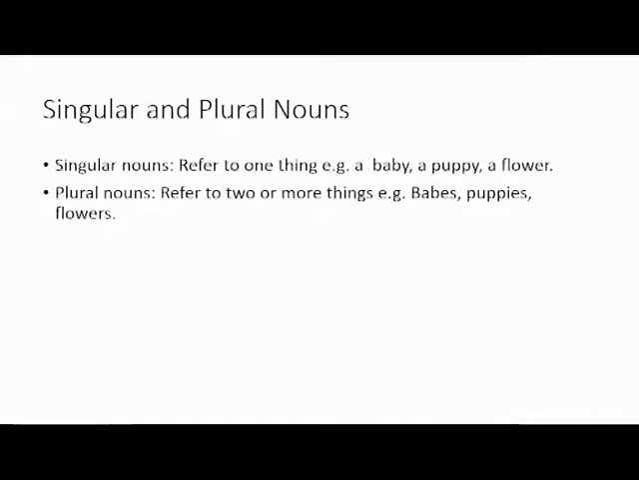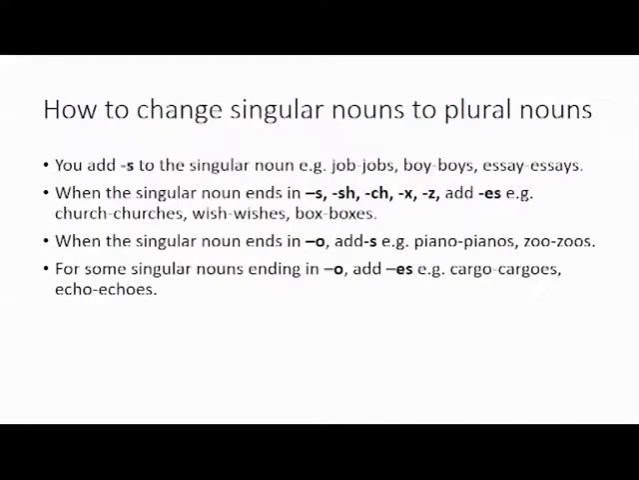And then we have singular and plural nouns. Singular nouns refer to one thing, for example, a baby, a puppy, a car, a chair, and so on. But a plural noun refers to two or more things. For instance, babies, puppies, flowers, chairs, and cars. So how do you change singular nouns to plural nouns?